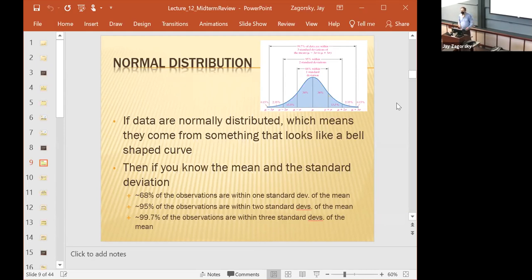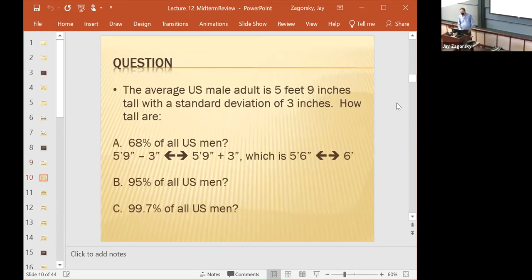As a quick example, if I'm trying to figure out height, the average US male is 5'9" with a standard deviation of 3 inches, and that's actually what's true in the United States. I looked this up. How tall are 68% of all the men? Add and subtract 1 standard deviation. How tall are 95% of all the men? Add and subtract 2 standard deviations to the mean. How tall are almost all men? 99.7%. Add and subtract 3 standard deviations.